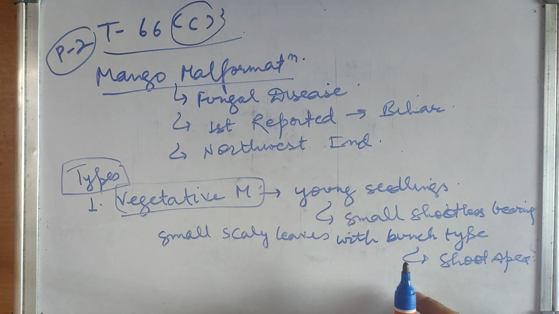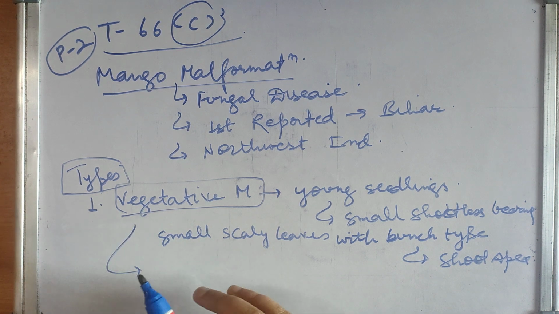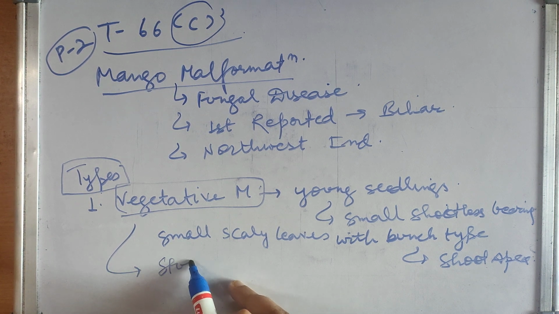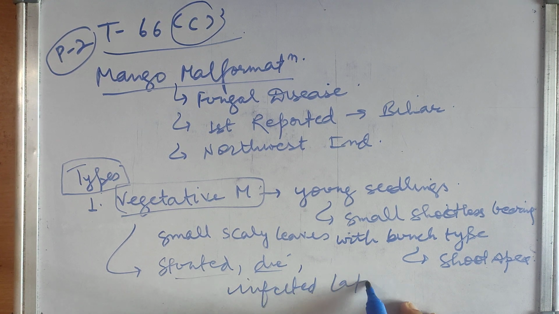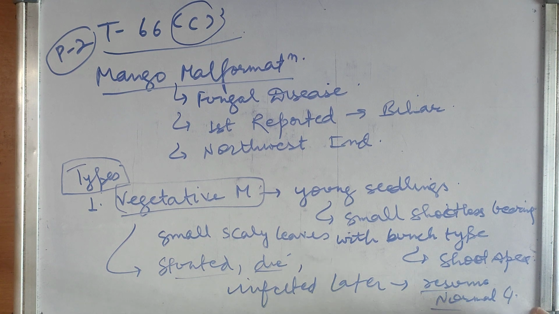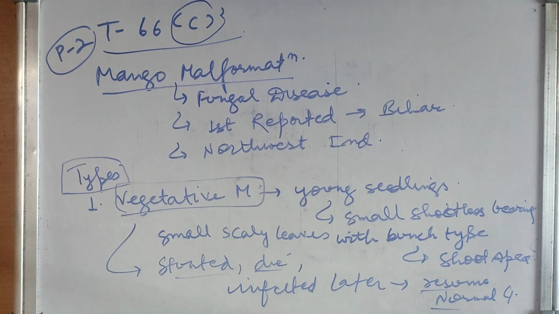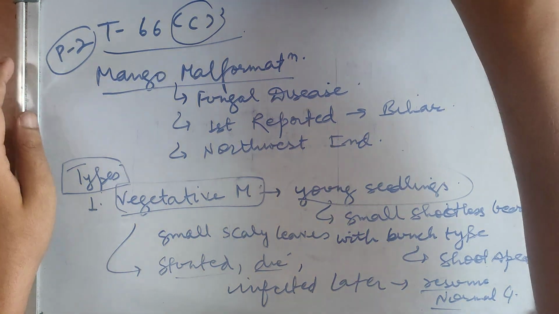Seedlings remain stunted and normally die, while those getting infected later resume normal growth. That is, those infected not in the earlier stage but in a later stage can resume normal growth. So this was about vegetative malformation, which is on young seedlings. Now moving to the second, that is floral malformation.